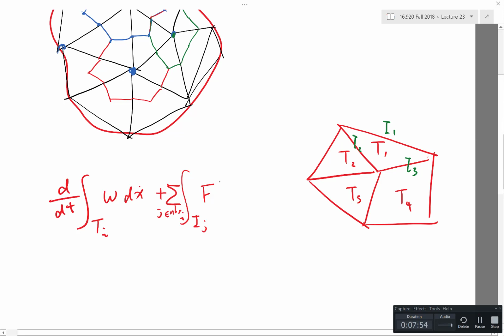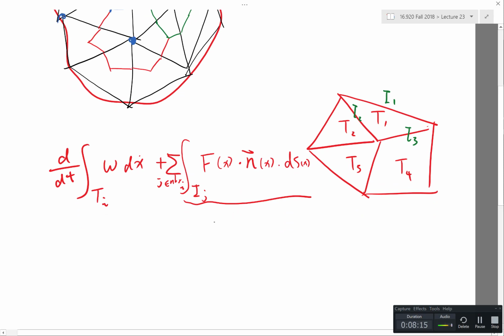Flux at x dot with the normal, okay, at x integrated with ds x. So here we are going to be approximating this entire thing as a single number. So this is going to be approximated as f of j, right? This is the approximation we have to make in finite volume.